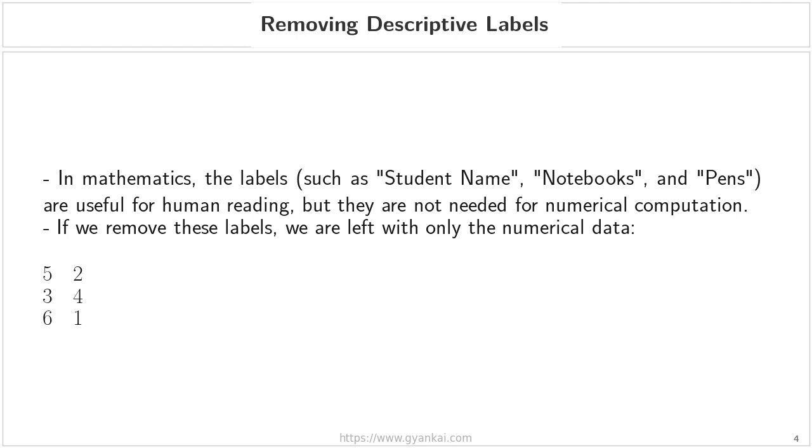So, if we strip away these descriptive labels and focus only on the raw information, we are left with just the numerical data. Looking at the screen, you can see the numbers remaining in their original positions. In the first row, we have 5 and 2, in the second row, 3 and 4, and in the third row, 6 and 1. At this stage, we have the raw values, but they aren't yet a formal mathematical object. In the next step, we will see how to enclose these numbers to officially create what we call a matrix.